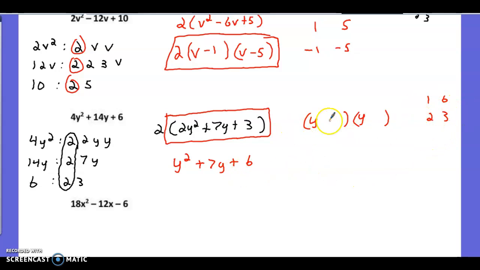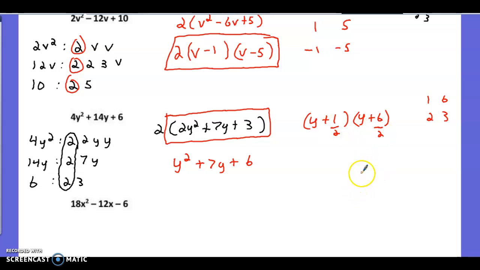Positive 1 and a positive 6, so we do that. Plus 1 plus 6. Now your next step here is to divide by your original a. So we were factoring this problem, not this one because we already took a GCF. So our original a is going to be a 2. So I'm going to divide these by 2.